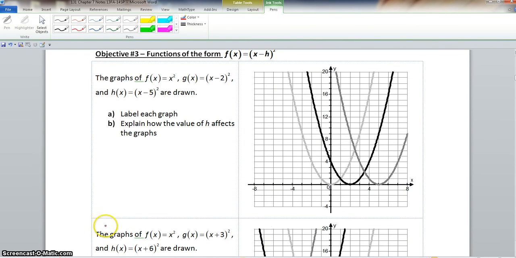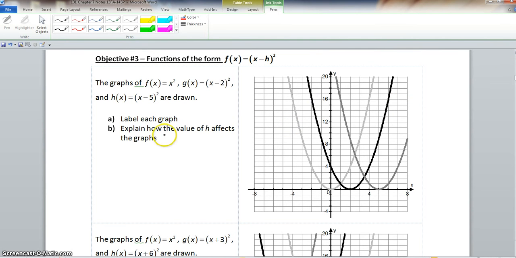Okay, now we go to objective 3 on the next page. It says functions of the form f of x is equal to x minus h in parentheses squared. Now this looks a little different, but if you notice here, we have our x squared, we have our x minus 2 in parentheses squared, and we have our x minus 5 in parentheses squared. Now we want to label each graph. The easiest graph to label is the f of x. We know it's this light gray. So this is our f of x because we've graphed x squared before.